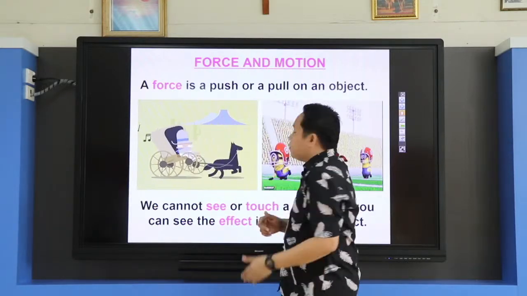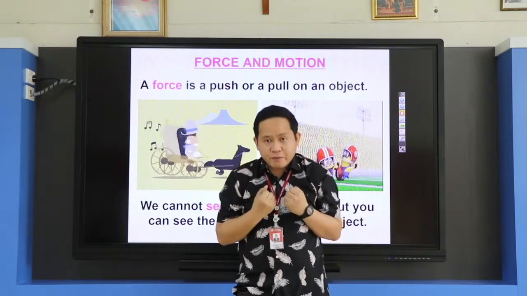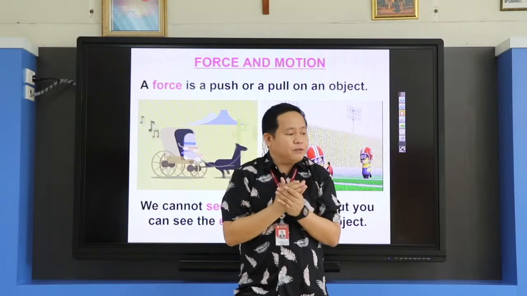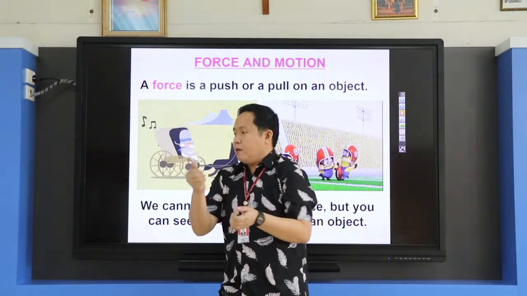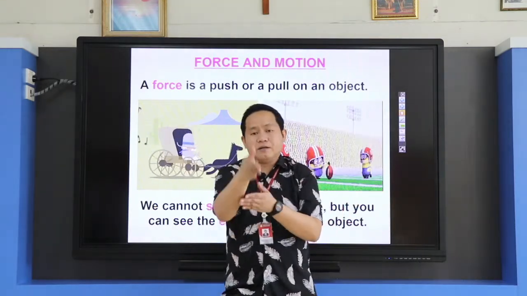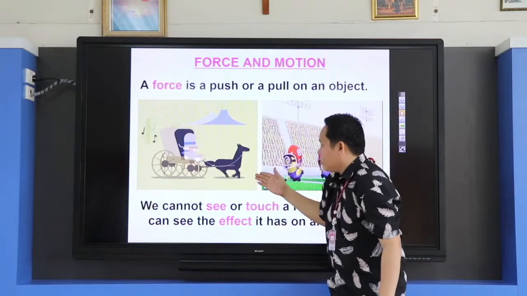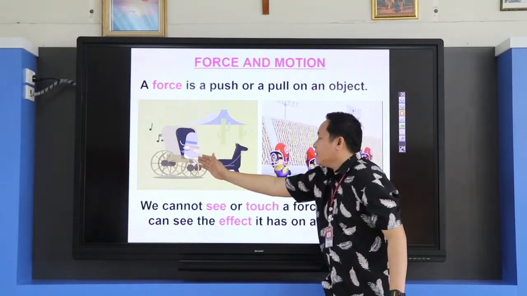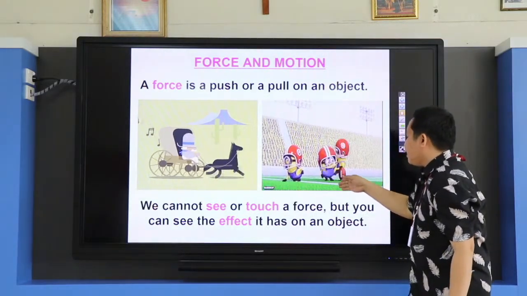And the other one is a pull. Pulling an object is making an object closer to you. Example, you will pull the table so you can sit and do your homework. You will pull the door so you can enter your bedroom. It is a pull and push of an object. Like this, the horse is pulling the cart carriage so he can move forward. This boy is pushing the ball away from him.